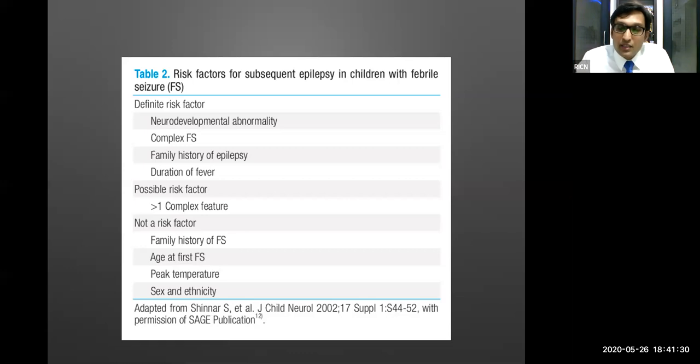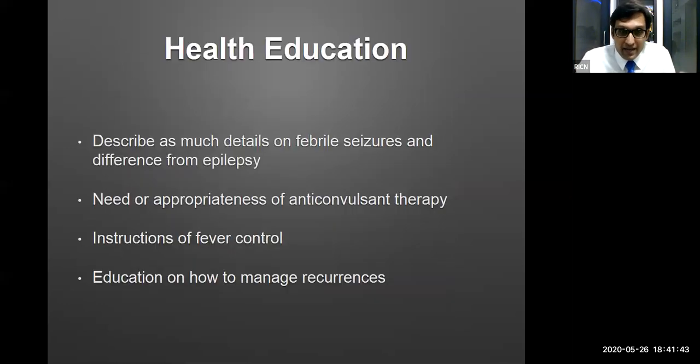And a possible risk factor could be more than one complex feature. Not a risk factor: family history of febrile seizure doesn't put you in a category of epilepsy. Age at first febrile seizure doesn't put you in the category of subsequent epilepsy either.